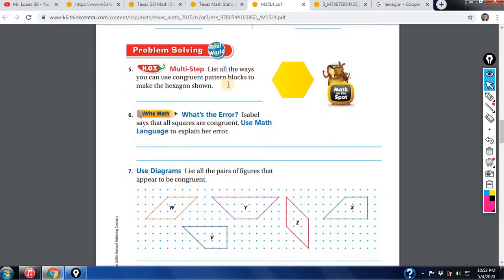Okay, the next one. List all the ways you can use congruent pattern blocks to make the hexagon shown. Okay, so we already defined one in the first one. I can use two trapezoids. So two trapezoids would be one of your answers. Or I could use congruent triangles. I'm going to do my best to draw them, but if I had the pattern blocks, they will look like this. So 6 triangles would make a congruent hexagon.